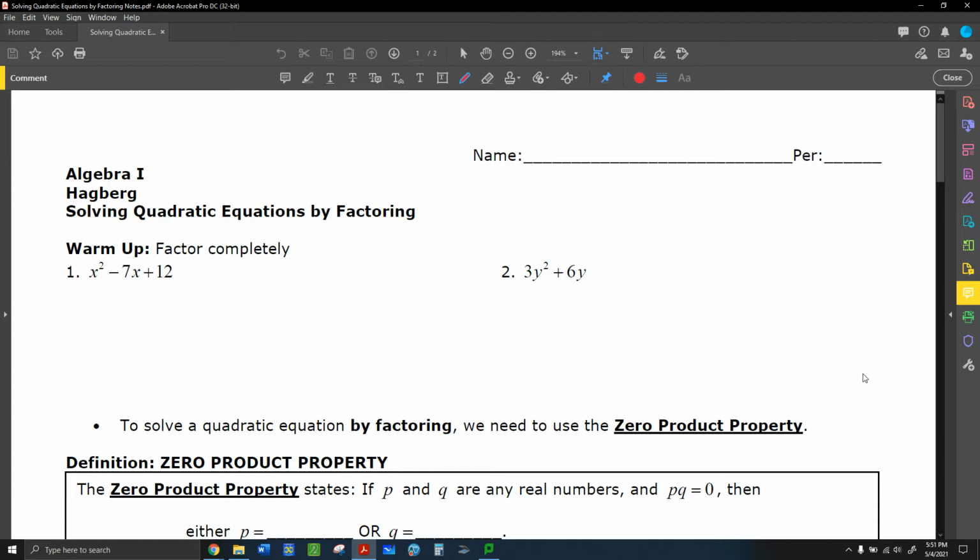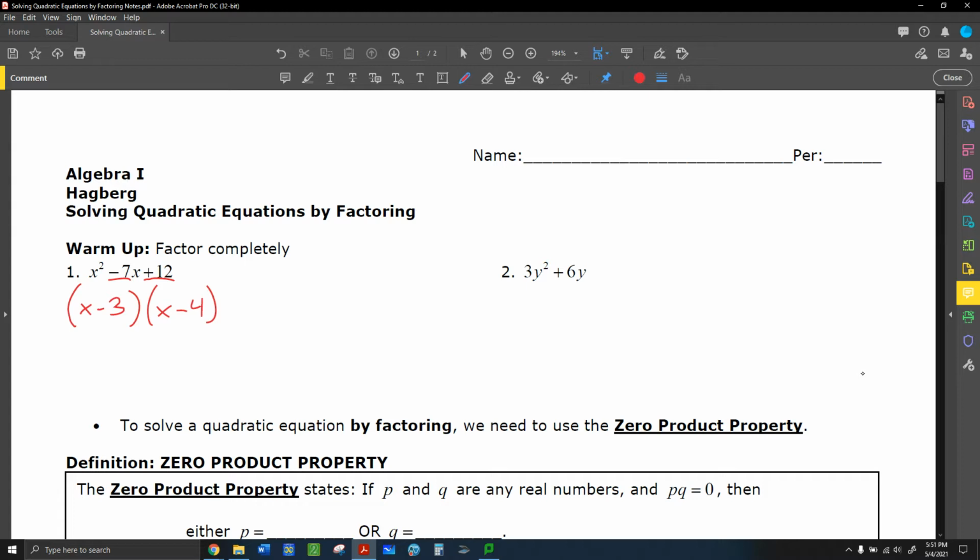All right, so for number one, in order to factor this, I'm looking for numbers that multiply to get positive 12 that add up to negative 7. These two numbers are negative 3 and negative 4. So this factors to the quantity x minus 3 times the quantity x minus 4.